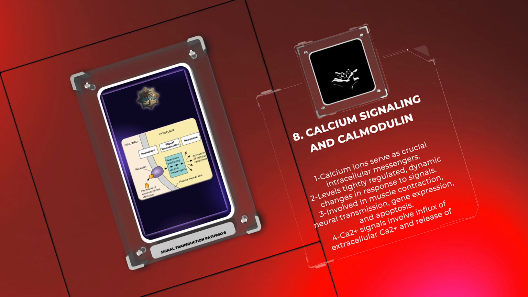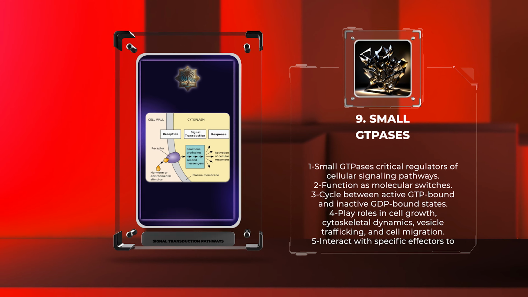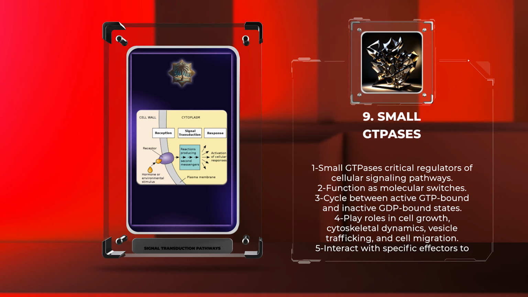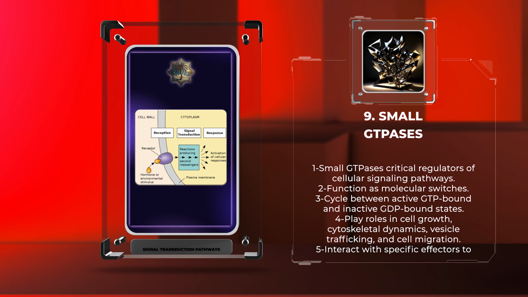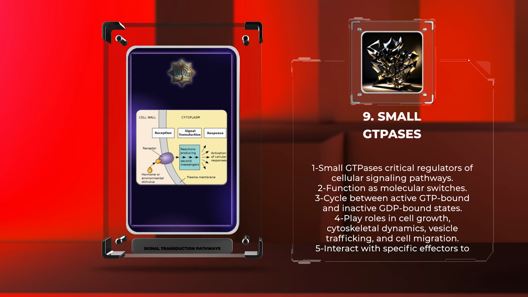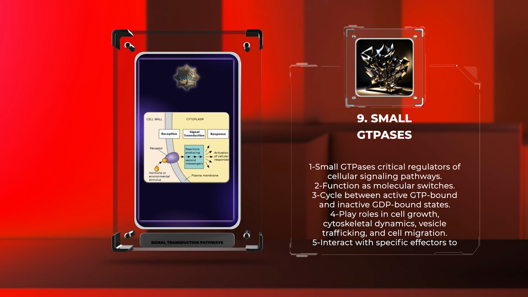Small GTPases are critical regulators of cellular signaling pathways. They belong to the Ras superfamily and include proteins such as Ras, Rac, and Rho. Small GTPases function as molecular switches, cycling between active GTP-bound and inactive GDP-bound states. These GTPases play diverse roles in processes such as cell growth, cytoskeletal dynamics, vesicle trafficking, and cell migration. They interact with specific effectors to modulate downstream signaling cascades and cellular responses.